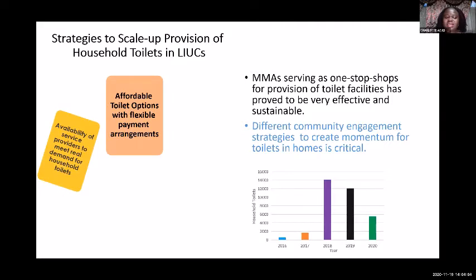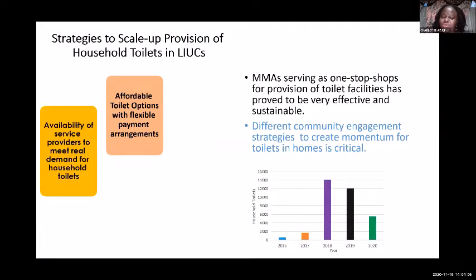And we also realized that availability of service providers to meet the real demand for household toilets is also very crucial. Because at a point, we did a lot of sanitation marketing, we did a lot of engagement, people signed up for the facility, but we didn't have service providers to move to these households and provide them the toilet on time. So it's also very critical to have the markets ready, the SMEs, the SPIs, all over in these communities to provide the facility for them.